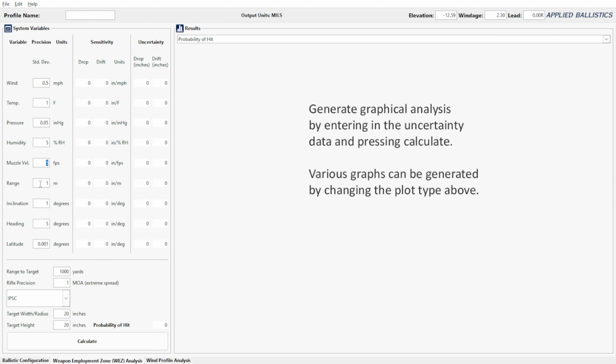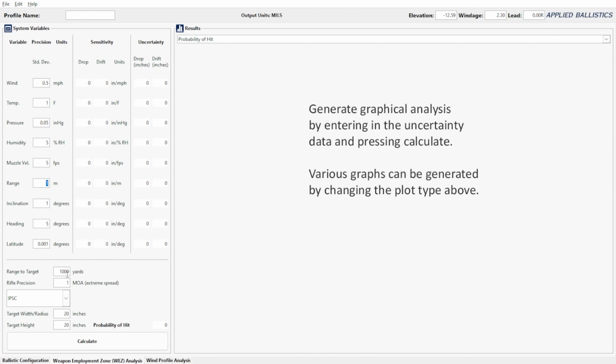Range estimation, again, plus or minus 1 meter, and that's going to come down to how good your LRF is, or are you just estimating it by eye? Because if you are, you might be plus or minus 20 meters. That could be a huge difference on that one. Inclination, again, if you're estimating it, you might be way off. If you're using something like a decent LRF that's giving you inclination, you're probably bang on the money. And then your heading, or your latitude, if you're just eyeing it, then they're going to be off as well.